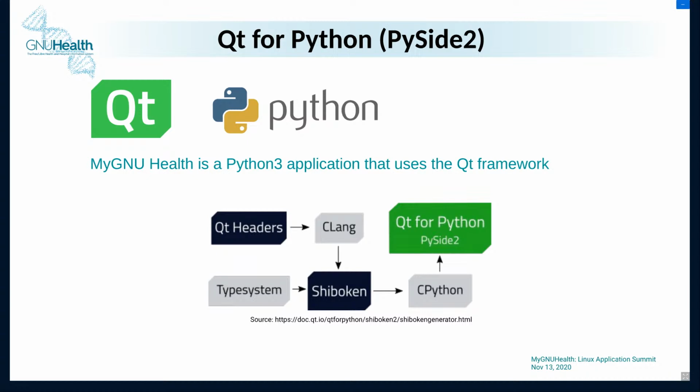So we are using Qt for all the graphical interface, by using the PySide package. Basically it's the Qt for Python or PySide 2 package that allows us to interact with all the Qt classes already existing, and it's rolling out really well.